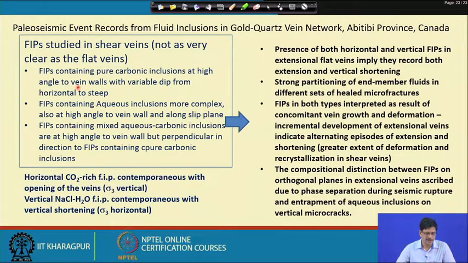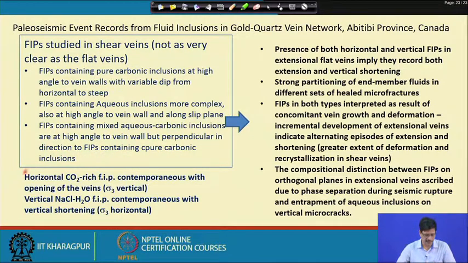The fluid inclusion planes containing pure carbonic inclusions are at high angle to the vein walls, as in the case of the flat veins, here also they are at high angles to the vein wall. FIPs containing aqueous inclusions are more complex, also at high angle to the vein wall along the slip plane, and the FIPs containing the mixed aqueous carbonic inclusions are at high angle to the vein wall, but perpendicular in direction to the FIPs containing the pure carbonic inclusions.